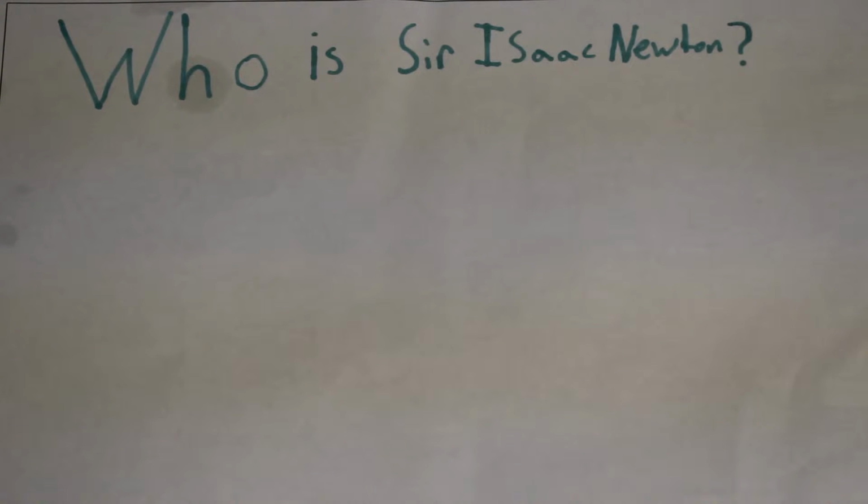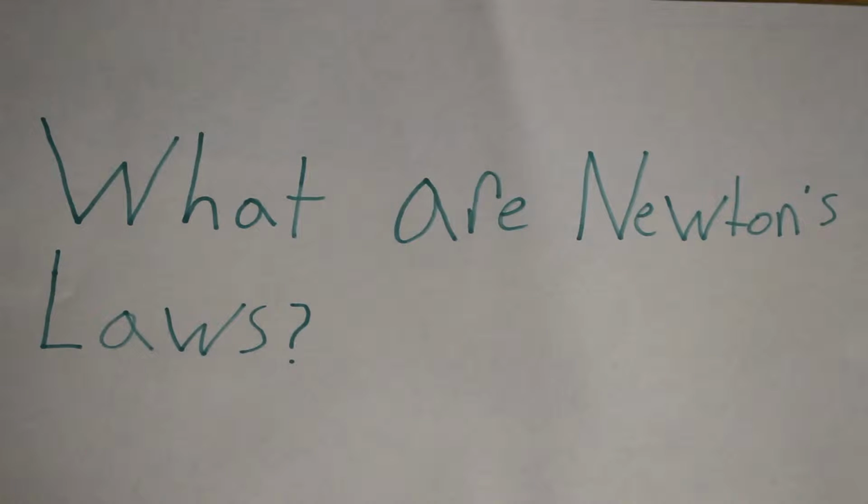Who was Sir Isaac Newton? Sir Isaac Newton was an English physicist and mathematician. He was born on the 25th of December, 1642, and died March 20th, 1726.